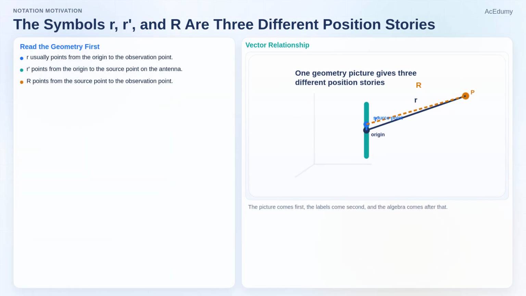This is why symbols such as R, R', and capital R appear. They are not decoration, they label different position stories in the same picture. R usually points from the source point to the observer. R often points from the origin to the observer, and R' points from the origin to the source point. The picture comes first, and the symbols only help us keep the geometry organized.